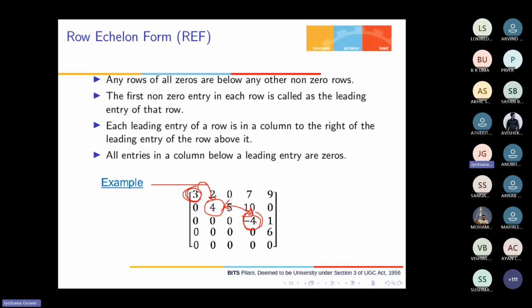So even this 6 is the leading entry of row 4, and it is on the right of the leading entries of the previous rows. See, 6 is on the right of -4, it is on the right of 4, it is on the right of 3.